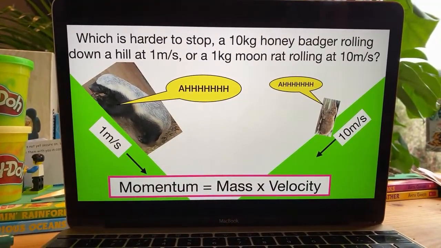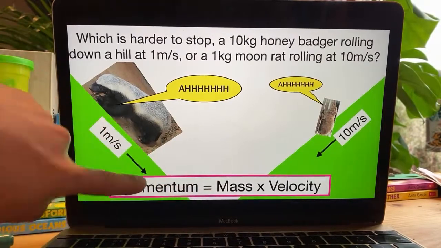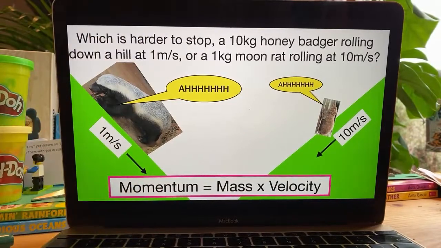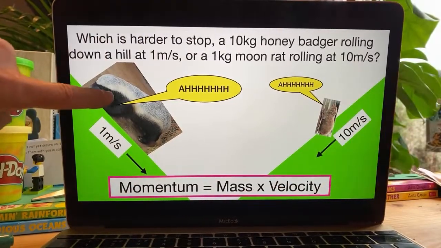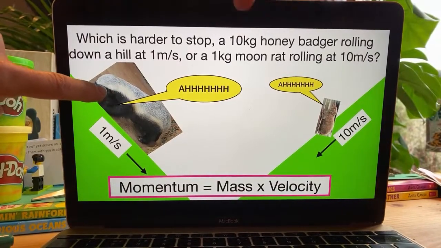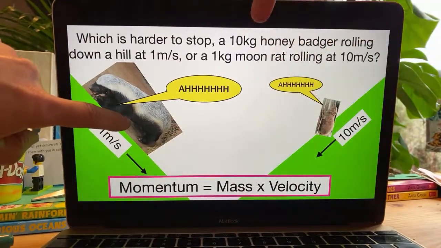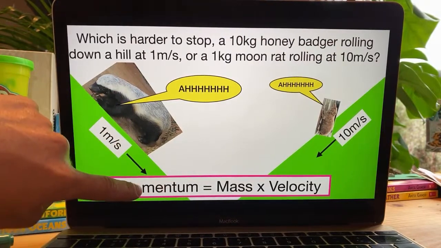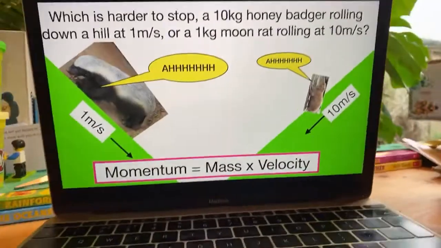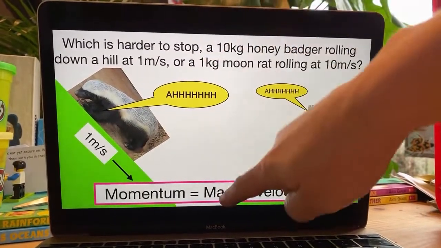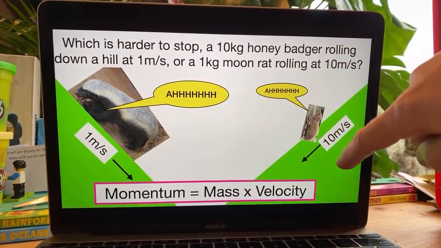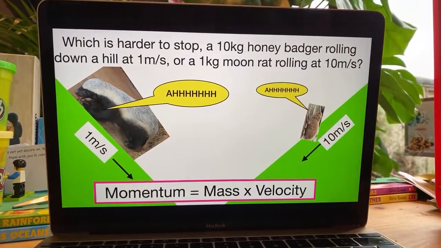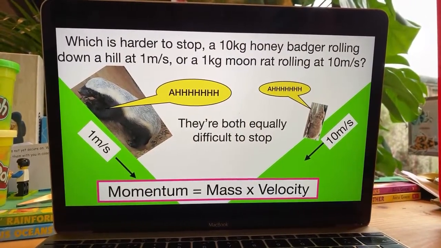The answer is, well, let's have a look. Their momentum, how hard they are to stop, is their mass times their velocity. The mass of the badger is 10 kilograms, but its velocity is 1 meter per second. So 10 times 1 is 10, right? So it's got a momentum of 10 kilogram meters per second. The moon rat, which by the way isn't a rat, biology, just sort yourselves out, is 1 kilogram mass times 10 meters per second velocity, so it's also got a momentum of 10. So the answer is they're both equally difficult to stop. Well done if you got that.